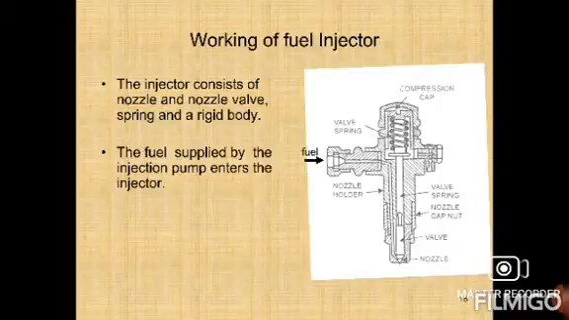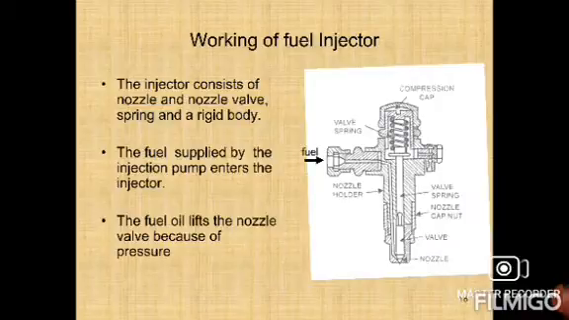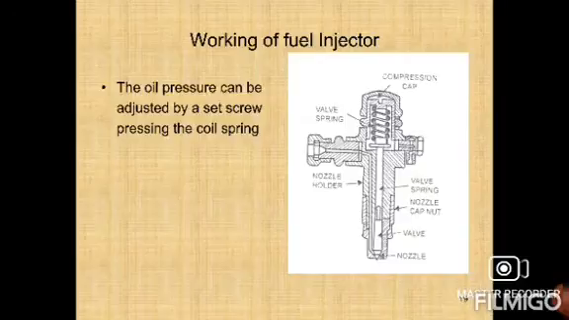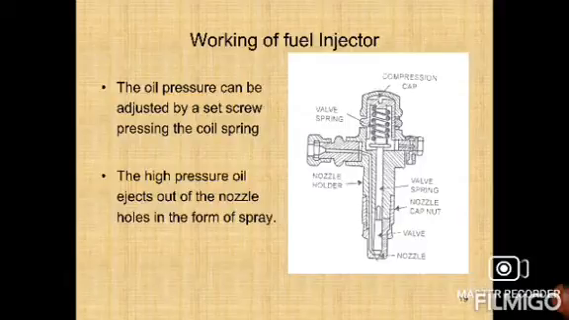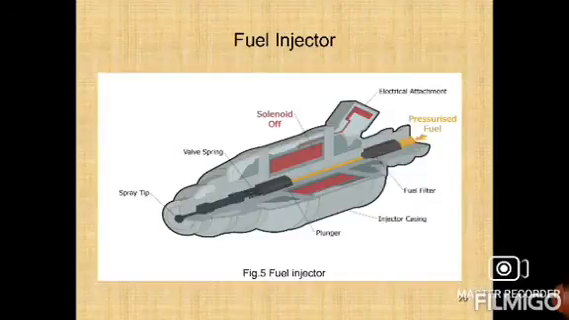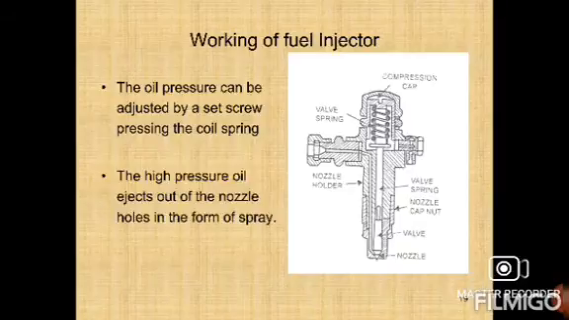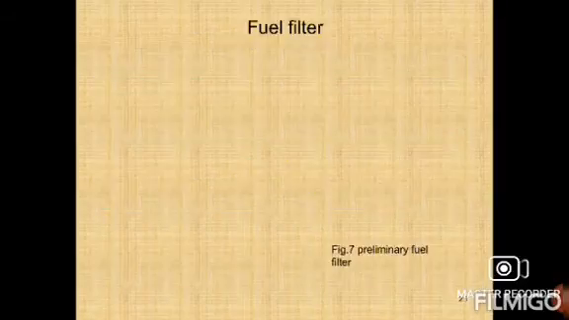The fuel supplied by the injection pump enters the injector. Whenever the fuel oil enters, it lifts off the nozzle seat because of pressure only, right? Then the oil pressure can be adjusted by a set screw pressing the coil spring. The high pressure oil ejects out of the nozzle holes in the form of spray only, right? You can observe this is a figure of a fuel injector, right?